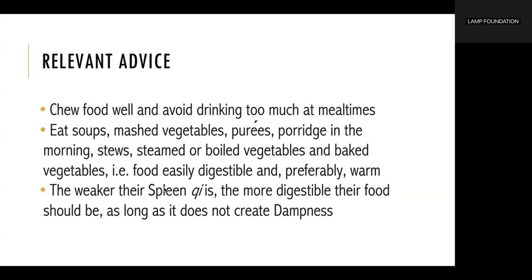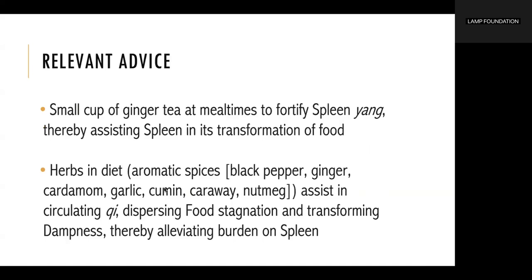The weaker their spleen Chi is, the more digestible their food should be, as long as it does not create dampness. Drinking a small cup of ginger tea at mealtimes will help to fortify spleen Yang, thereby assisting the spleen in its transformation of the food.